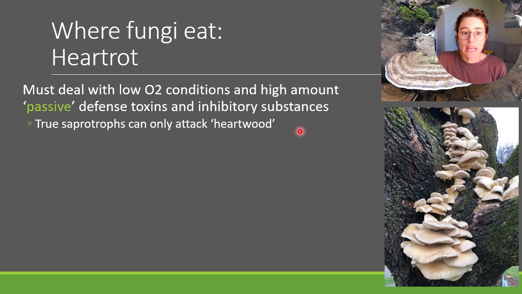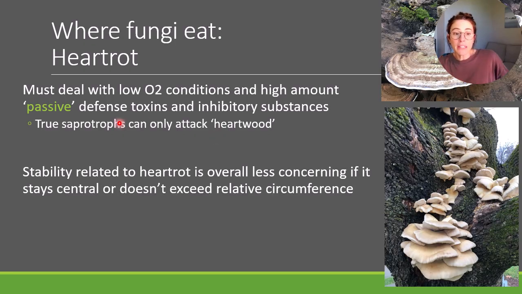True saprotrophs can only attack the heartwood, the dead cells within the tree, unless of course the sapwood becomes damaged or dead, and then they can move into that area. But there are the more parasitic-leaning fungi that can decay the heart rot, but again, actively breach some of those barrier and reaction zones and become pathogenic, moving into the sapwood. And those are going to be more of our pathogenic-leaning fungi like weeping conk and Armillaria and Kretzschmaria deusta.